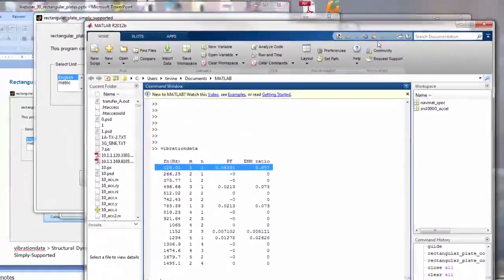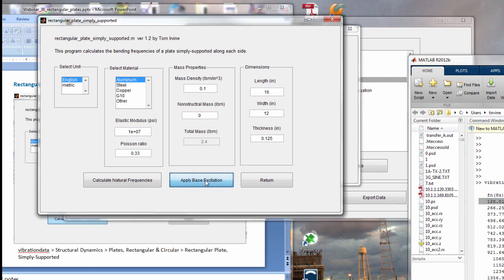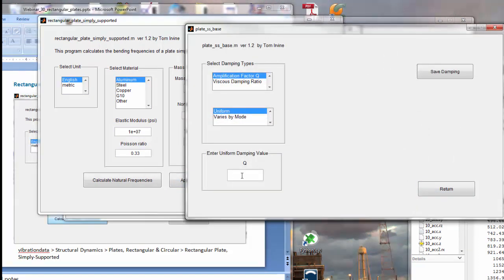Okay, so let's see what we have next. The next thing we're going to do is apply base excitation. Just for simplicity, we're going to use Q equal to 10 for all modes. If we wanted to, we could instead input the equivalent viscous damping ratio, which would be 5% for the case of Q equal to 10. We also have the option to vary the damping by mode. Let's go ahead and save the damping.